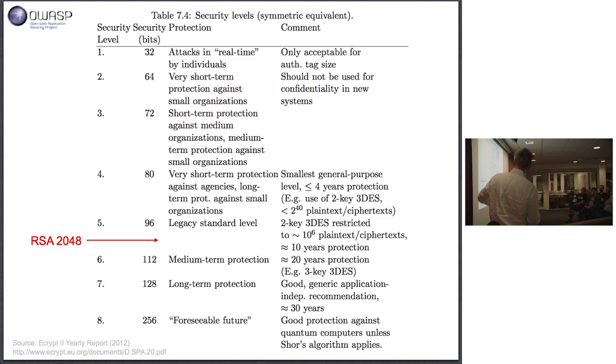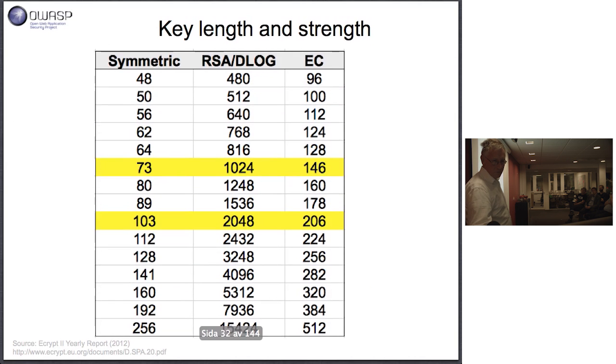But what we can see here is that RSA 248 is going to be much, much worse than 128, for example. And even 4096 is going to be like 140 bits. I don't know.